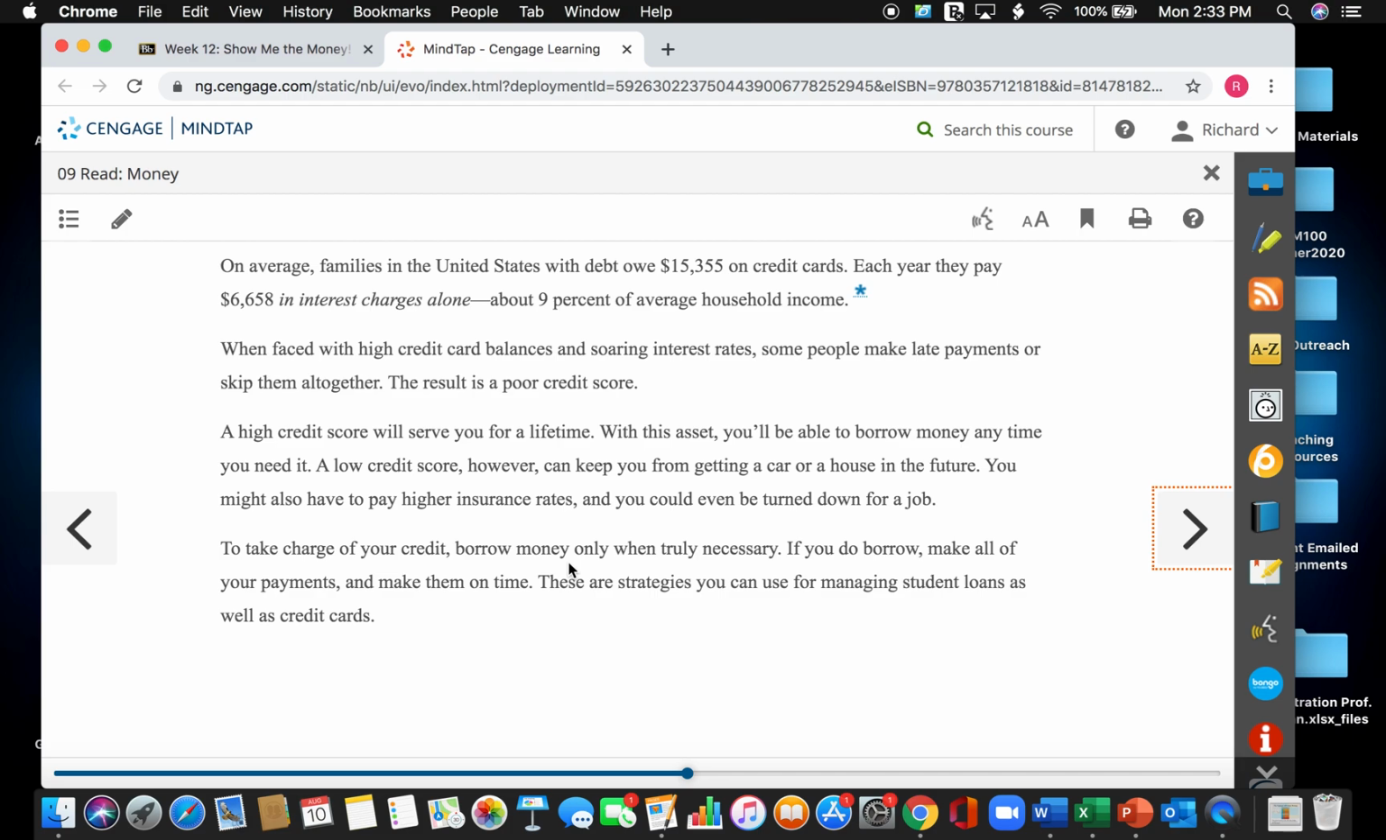So take charge of your credit. Borrow money only when truly necessary. If you do borrow, make all of your payments and make them on time. These are all strategies you can use for managing student loans as well as credit cards.